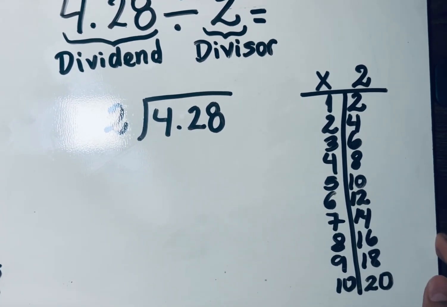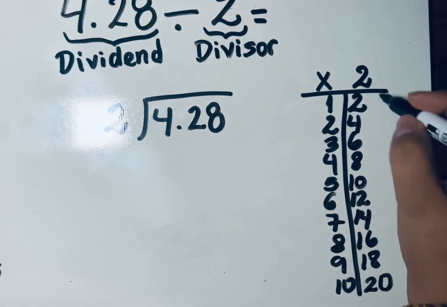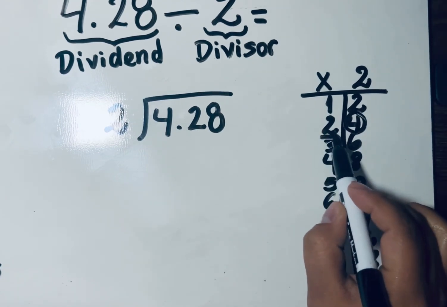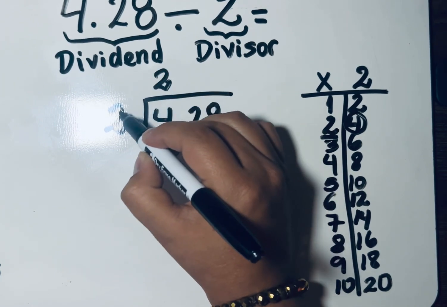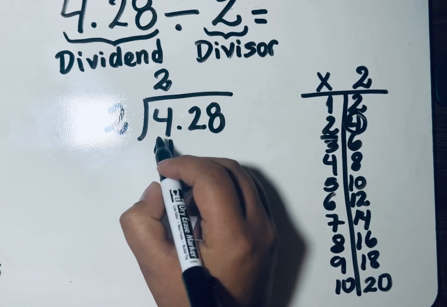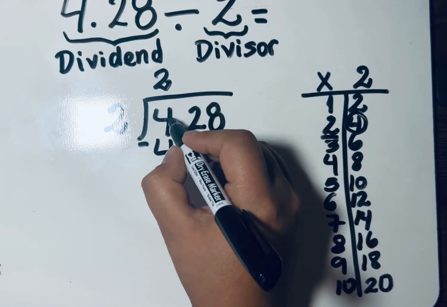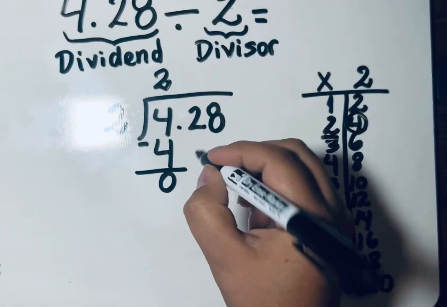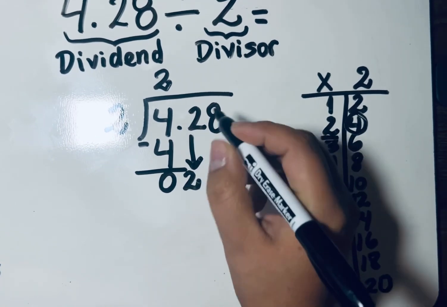So let's start multiplying. I need to find my number 4 in my T table. It's here. So I'm gonna multiply by 2. The 2 goes on top of the roof. So 2 times 2 is 4. And then don't forget to subtract. 4 minus 4 is 0. Very good. I drop number 2.